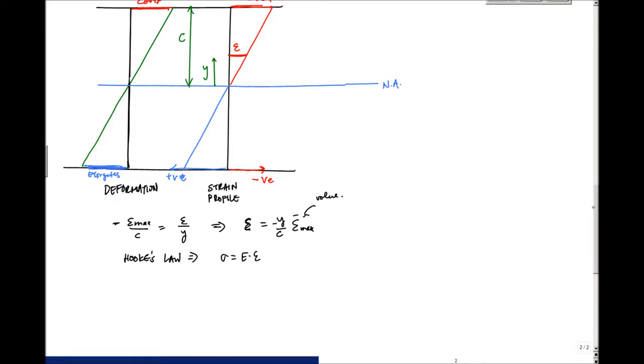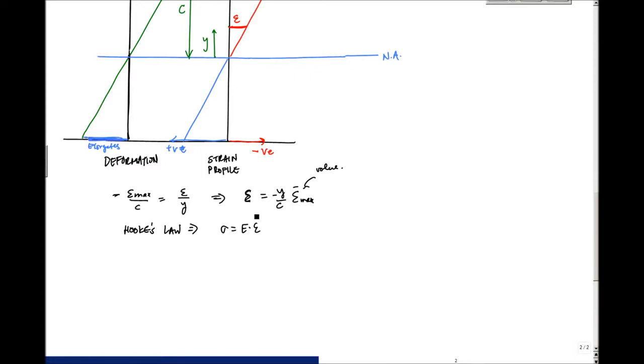Apply Hooke's law, which is sigma equals E times epsilon, Hooke's law for normal stress. And here, I would get that epsilon is equal to sigma divided by E, which is equal to minus y over c times sigma max divided by E. The moduli cancel out, and I get that the stress as a function of y is minus y over c times sigma max, which also varies linearly over the cross section.